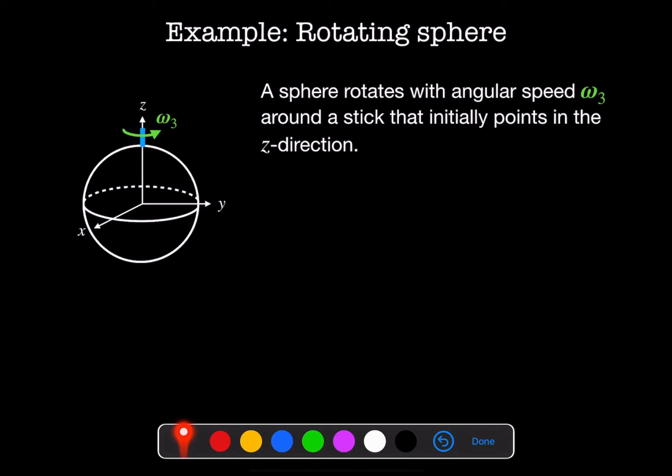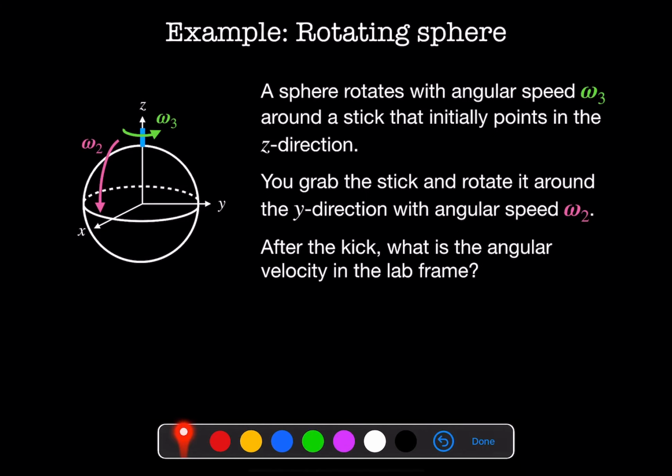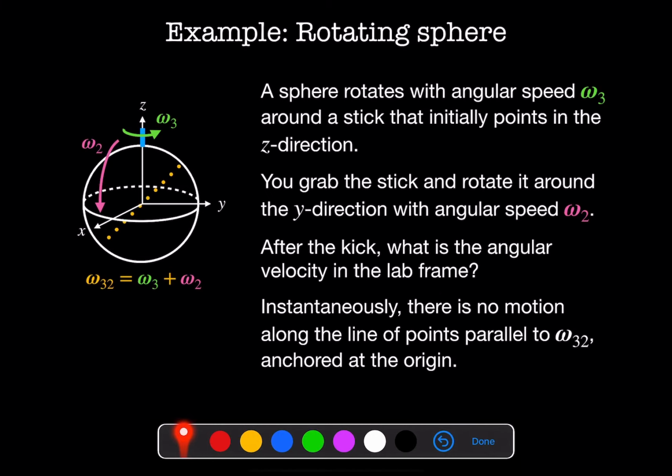An example of this is this rotating sphere. It's rotating at angular speed omega 3 about a stick that initially points in the z direction. You grab the stick and rotate it in the y direction at angular speed omega 2. Right after this kick, what is the angular velocity in the lab frame? The new angular speed is omega 3,2, which is equal to omega 3 plus omega 2. This implies that instantaneously, there's no motion along the line of points parallel to omega 3,2, along this direction, which is anchored at the origin.